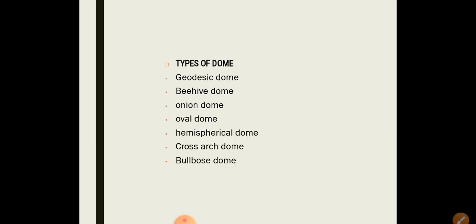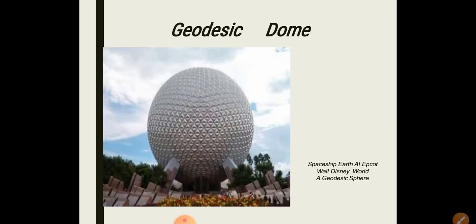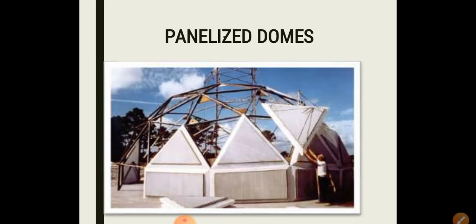Okay, next let us go to the types of dome. This is the geodesic dome. This image is taken from Walt Disney. Next, you have the panelized dome. Types of domes refer to what type of geometry is used for the construction. In the previous one, the geodesic, earth-like shape was used. Here panels are used. These panels can be triangular, rectangular, hexagonal, octagonal, any shape, but they are in the form of panels.